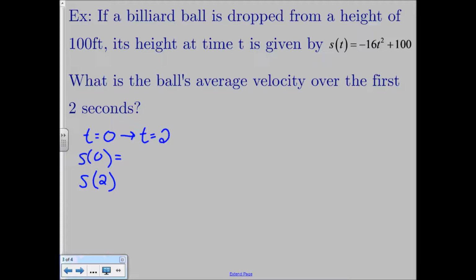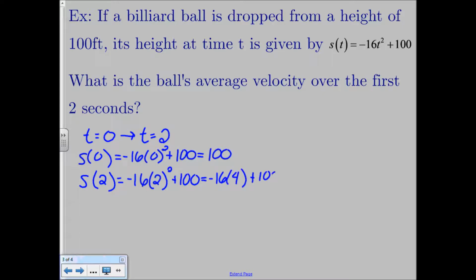So plugging in for 0, we get negative 16 times 0 squared plus 100, which is going to give us 0 plus 100, or 100 feet, which is good because it tells us that its initial height is 100 feet, so s of 0 should be 100 feet. And doing the same thing for s of 2, we get negative 16 times 2 squared plus 100, which is negative 16 times 4 plus 100. Negative 16 times 4 is just negative 64 plus 100, which is going to be 36.